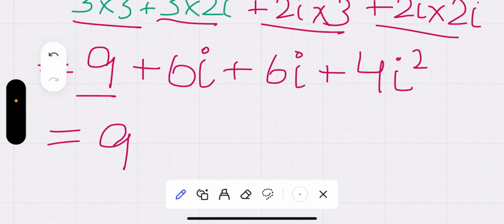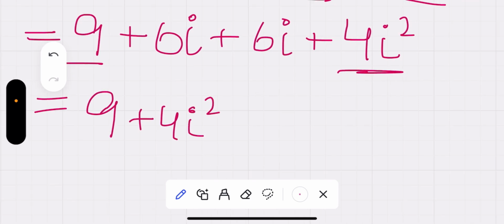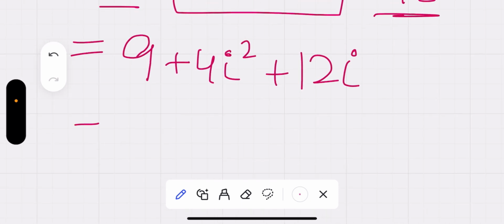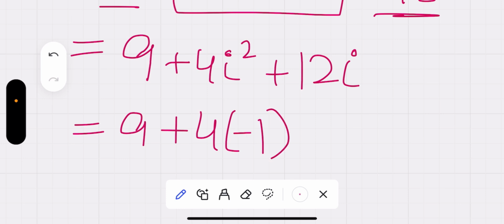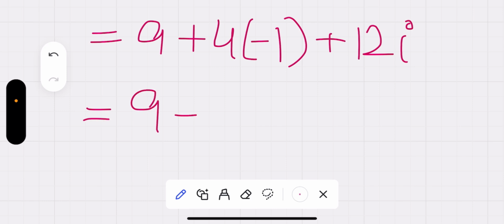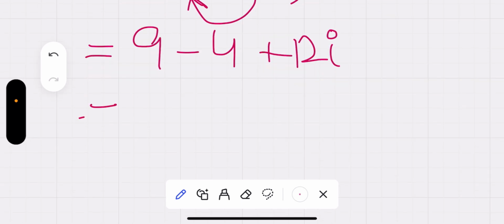Okay, 9 is a real part and this is also a real part, so we will write it here, 4 iota square, and these two parts are imaginary parts, so 6 iota plus 6 iota is 12 iota. Okay, 9 plus 4 iota square. For iota square we shall replace it by minus 1, and 12 iota as it is. We have 9, this minus sign multiplied with a plus sign gives negative, so negative 4 plus 12 iota. Okay, 9 minus 4 gives 5 plus 12 iota. So this is the answer.